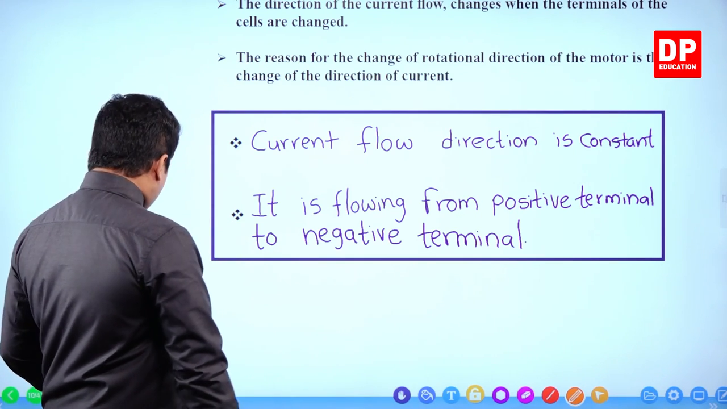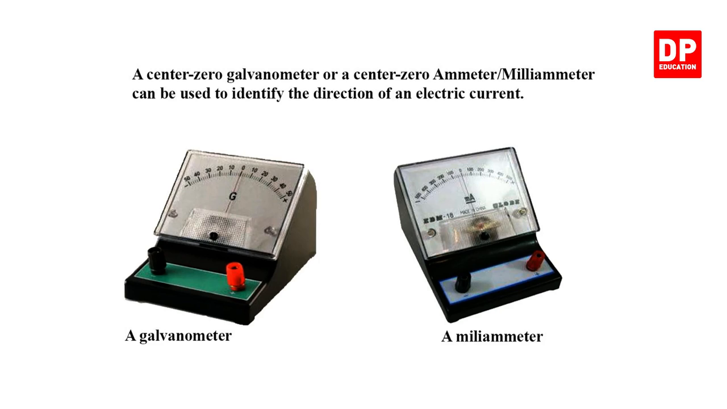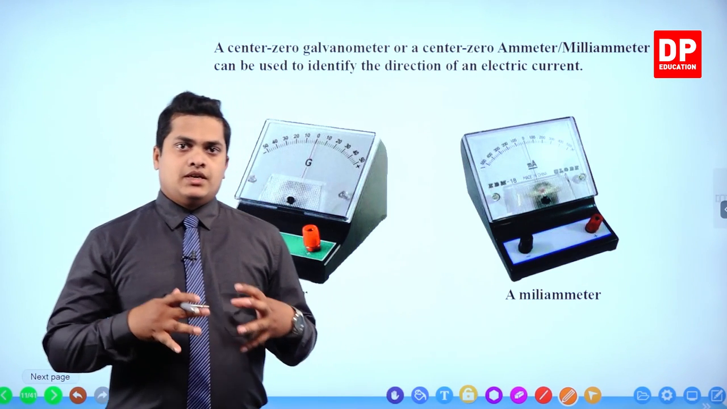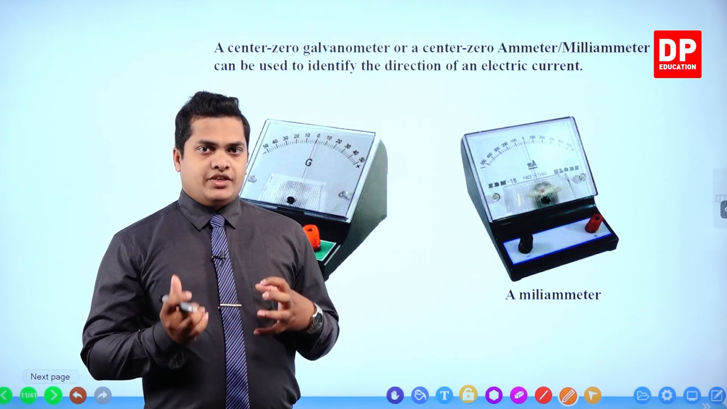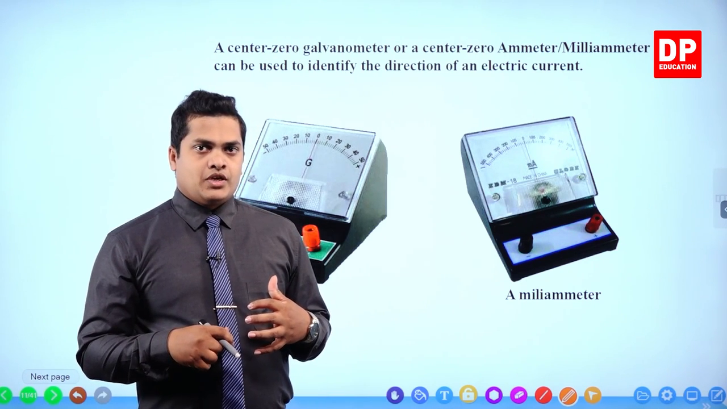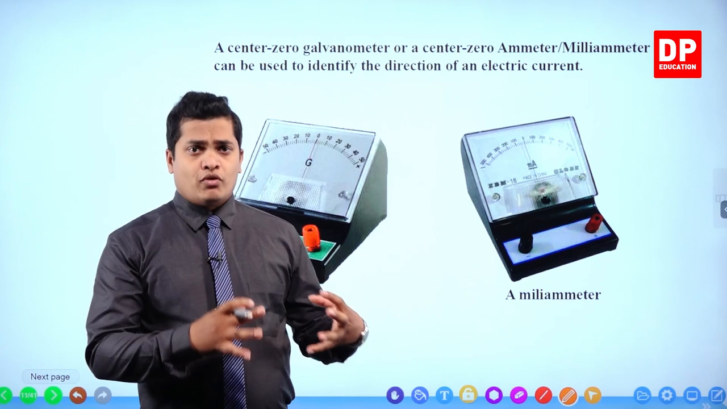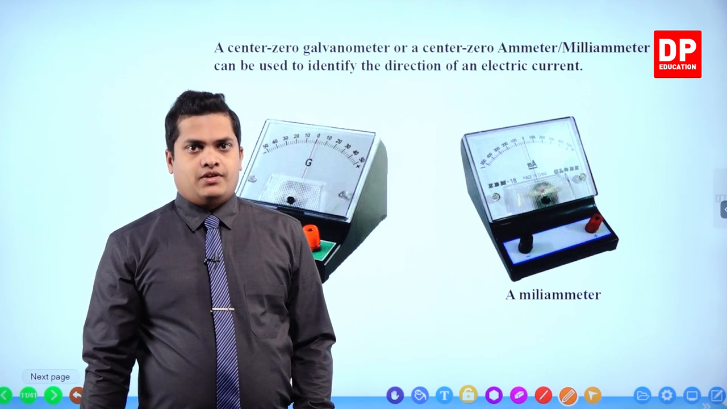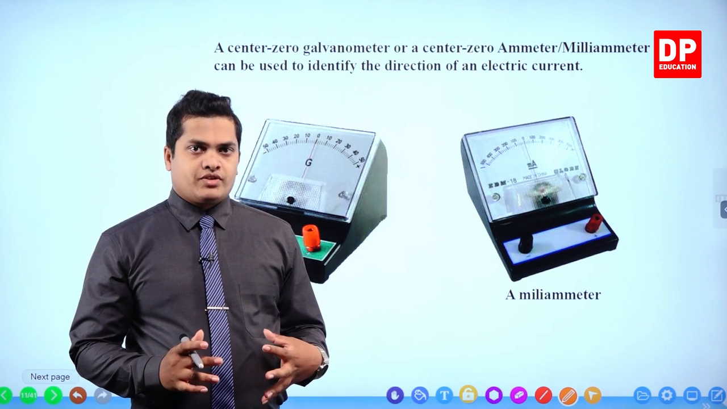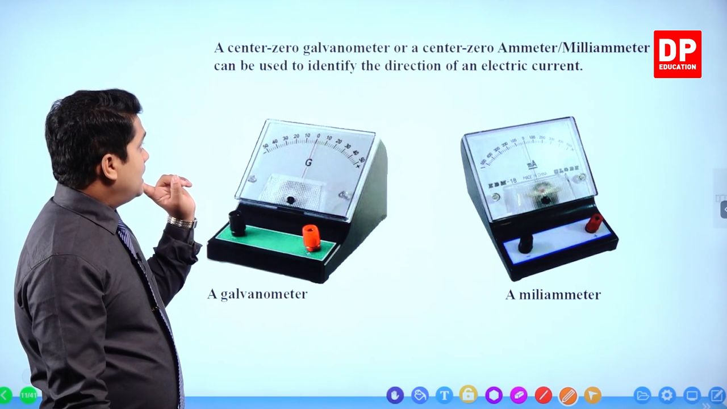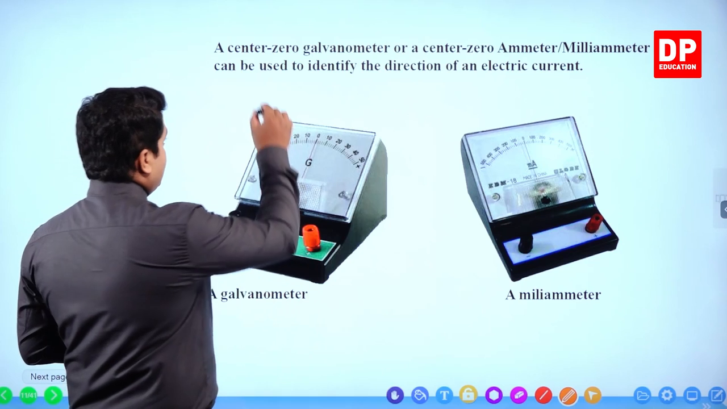Right then. I told you that to get the direction of current flow, an instrument is used. By connecting this instrument to a circuit, we can provide a solid proof of the direction of current flow. So here, my dear children, we'll be discussing that instrument. Check this: a center zero galvanometer.